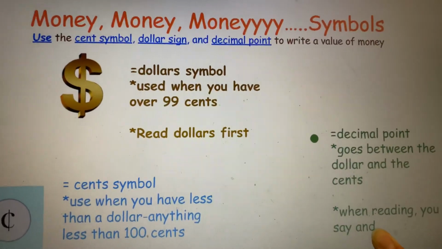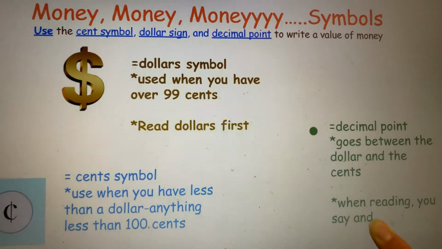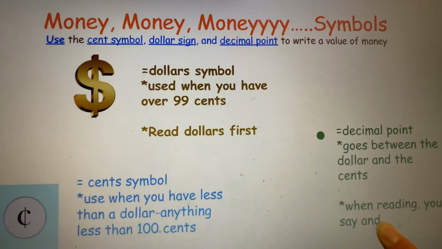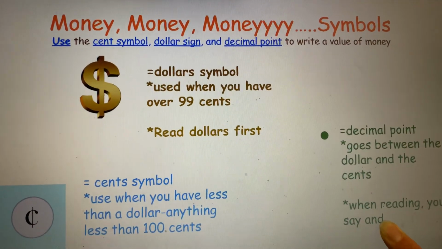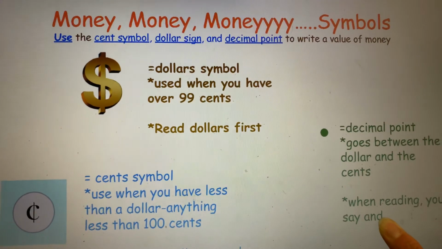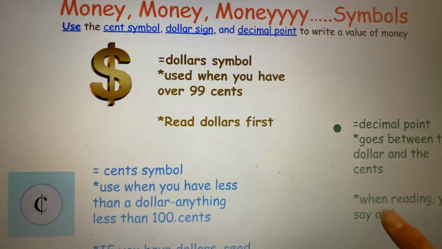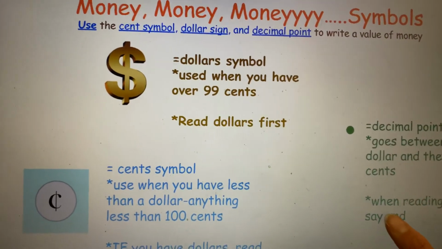And parents, this is a very good word to hold on to for fourth grade. When they talk about decimals in fourth grade, they're going to need to know that decimal point definitely means the word and.